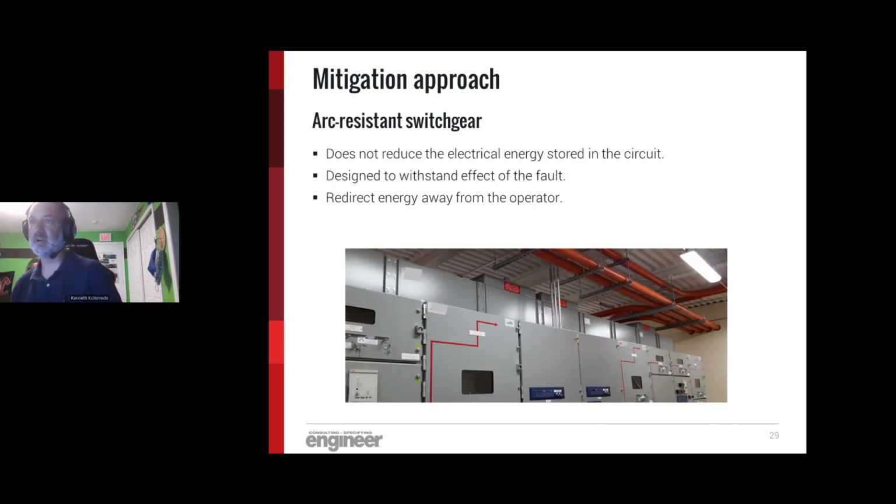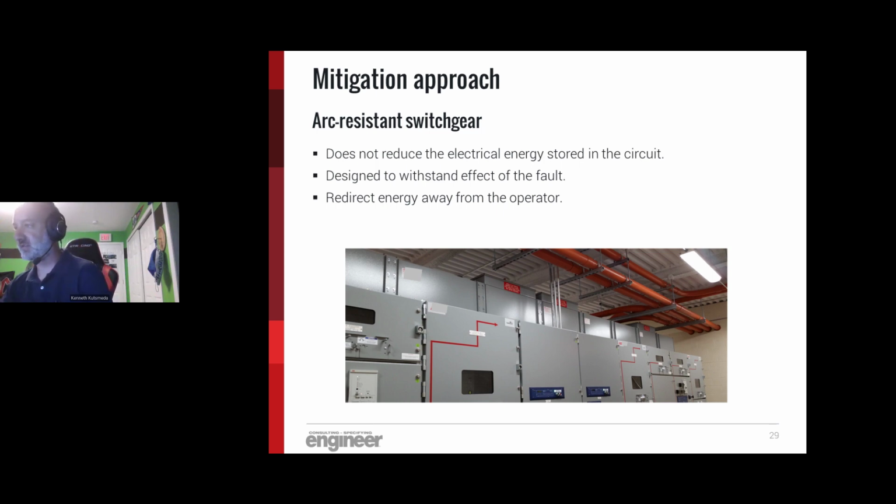The next one is arc resistant switchgear or arc resistant equipment. It's really designed to provide protection to the workers or the work surrounding the equipment from internal faults. This type of equipment doesn't really reduce the energy stored in the circuit, but it's designed to withstand the effect of the fault. Basically, keep the fault within the gear and then redirect that energy away from the operator.